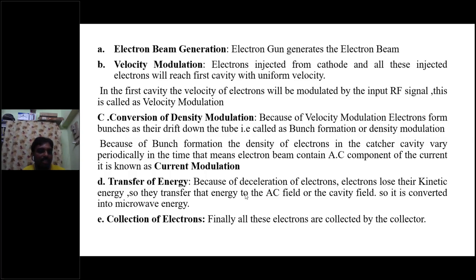And next, transfer of energy, how the energy is transmitted using the electrons. And next, collection of electrons, and this collection of electrons means we are transmitting an electromagnetic wave at the input side, and I will explain the next concept in the form of buncher cavity and catcher cavity, and how we can collect the electrons at the output side. This will become collection of electrons.